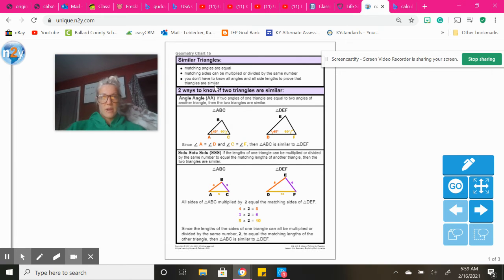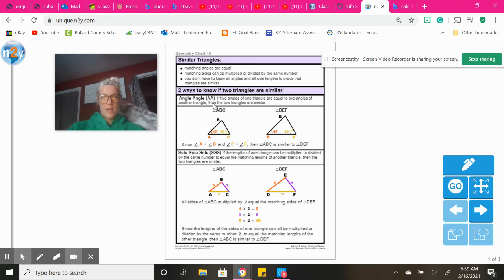Then we have similar triangles. So we're matching the angles to see if they are equal. We're matching the sides to see if they can be multiplied or divided by the same number. And you have to know all angles and all side lengths to prove that triangles are similar. So we can do this 2 ways.